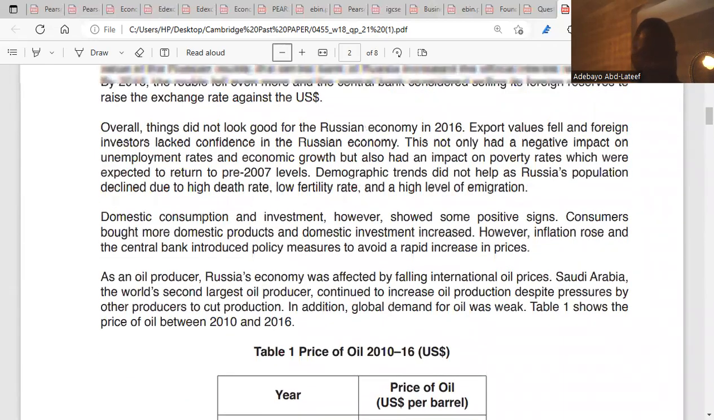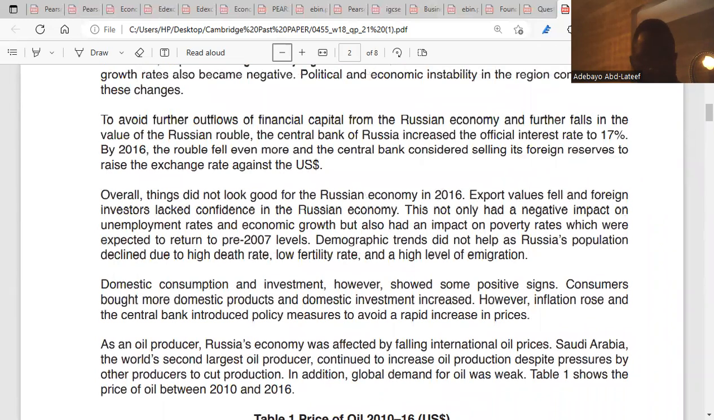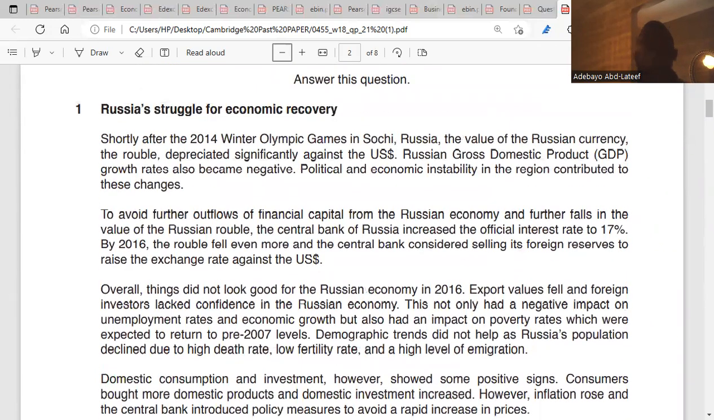They said in the second paragraph, to avoid further outflows of financial capital from the Russian economy and further falls in the value of the Russian ruble, the Central Bank of Russia increased the official interest rate to 17%. So the first measure a central bank of an economy could take to make its currency appreciate, or to make its currency have value, is to increase the interest rates.